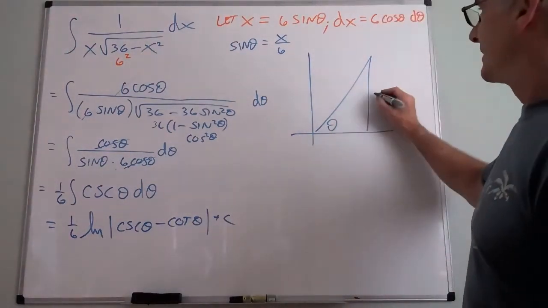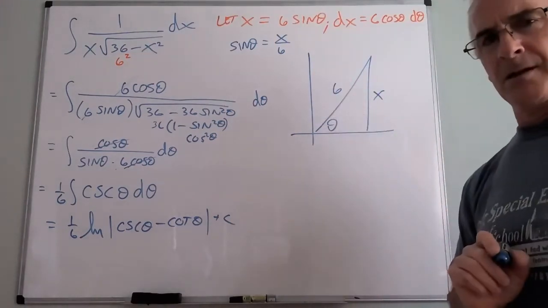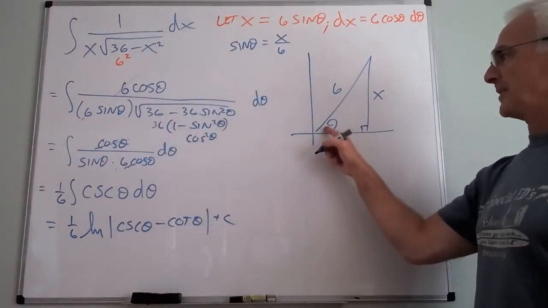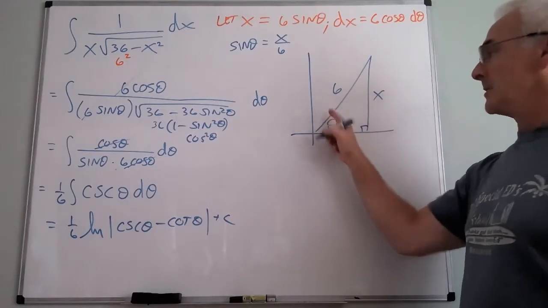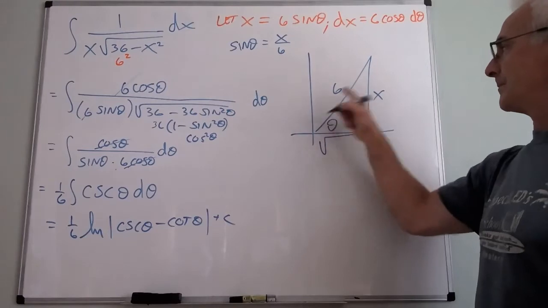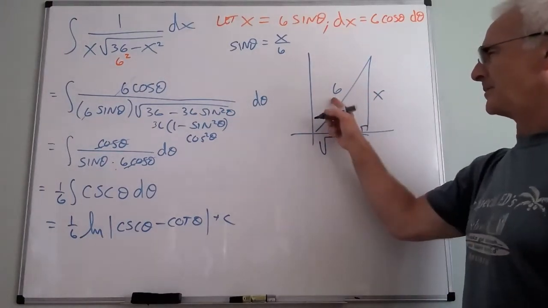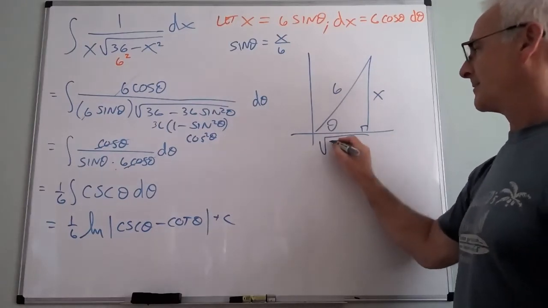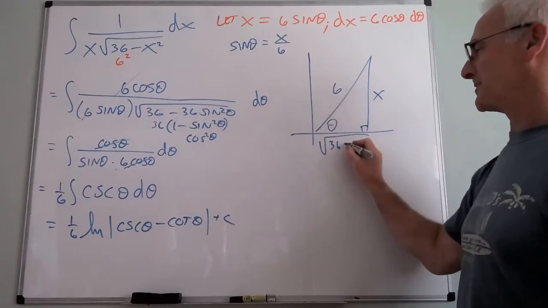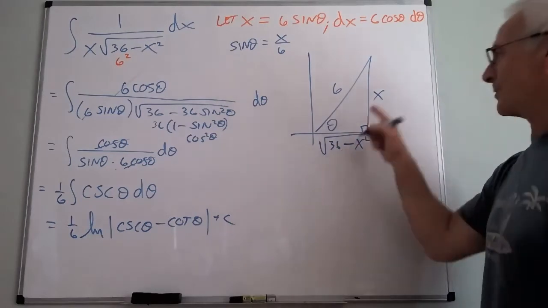So that would be the x, that would be the 6. Do you agree? In this picture, is the sine of theta x over 6? Yes. So what would this side be? Hold on. Square root of x squared plus 6 squared. That's the hypotenuse. So hold on, the hypotenuse squared minus x squared, 36 minus x squared. Right, this squared, this squared.